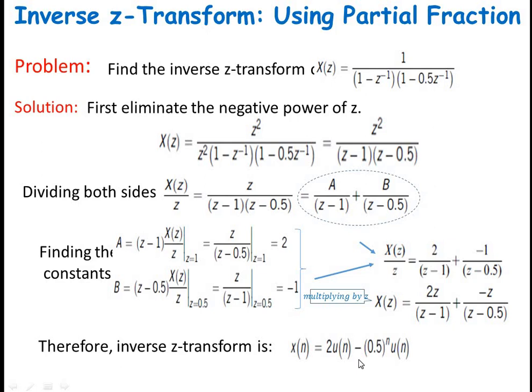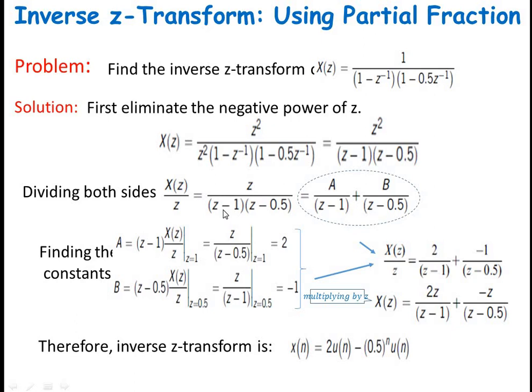So before proceeding with the solution, the very first thing is we have to check for the degree of z in the numerator and denominator. So after eliminating the negative power and bringing that to positive power, now we can check for the limits. So in this step we have to check X of z divided by z. So now here we are having the power of z in the numerator as 1, whereas in the denominator it is 2. So if you simplify this denominator, we will be getting z squared.